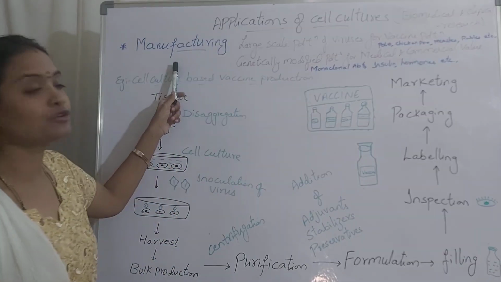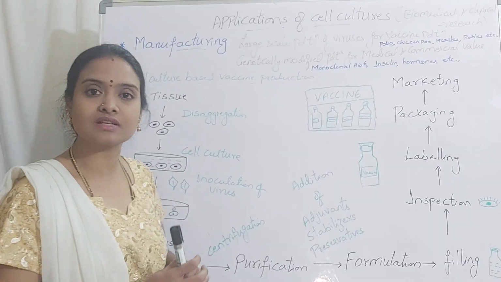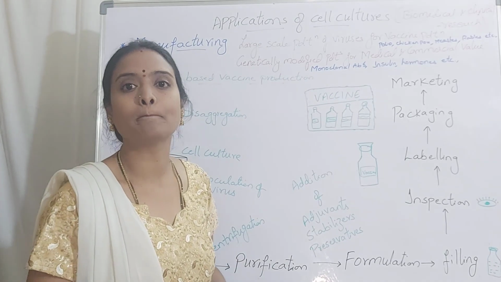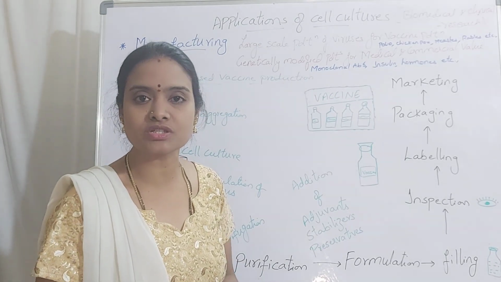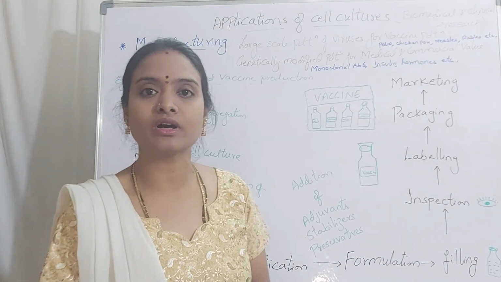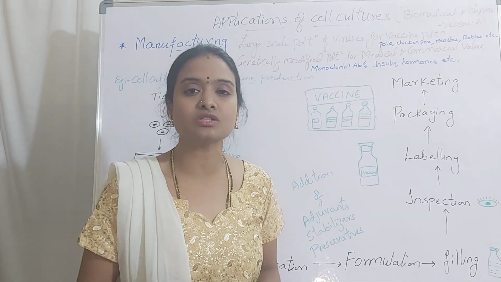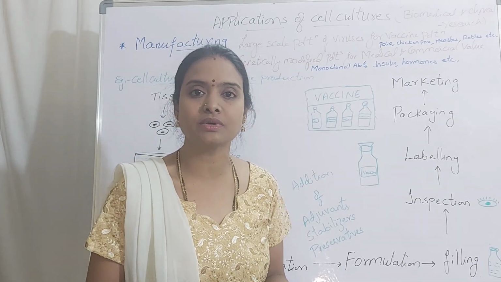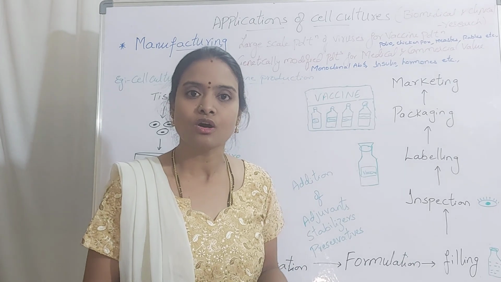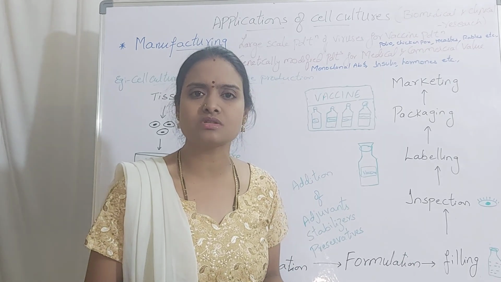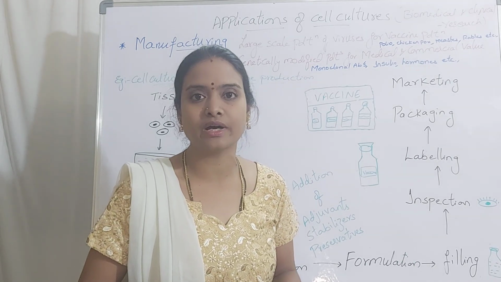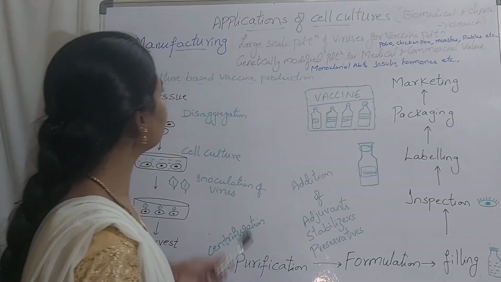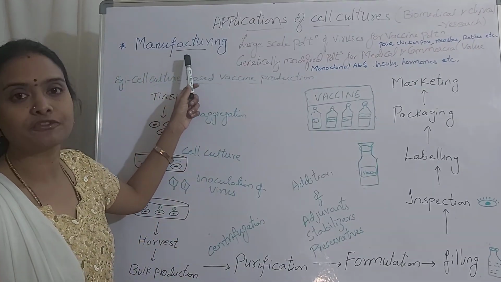That is manufacturing. Manufacturing is nothing but production in bulk. The large scale production is done by using animal cells. What productions are you going to do? The production can be monoclonal antibodies, vaccines, hormones, or any other biological products. So here, let us see what manufacturing is.